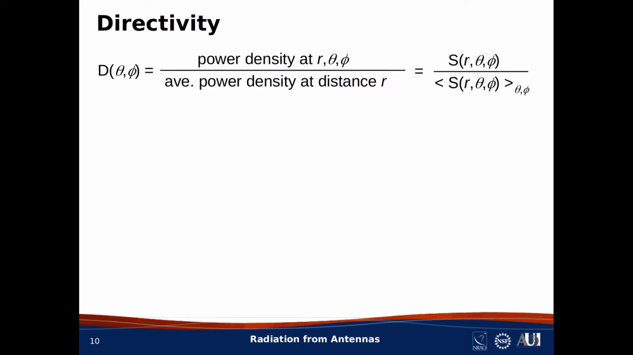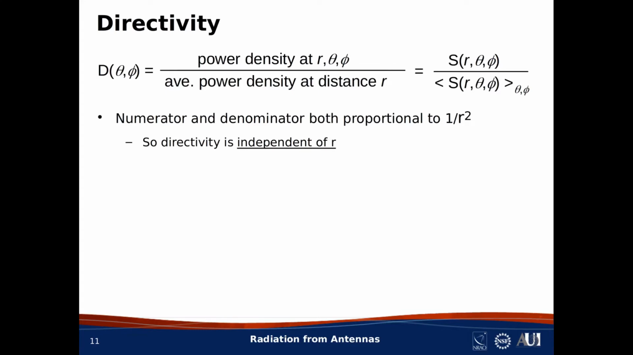Now, we stand back and look at this, and we see that directivity is simply telling us how much greater or smaller the power density is at our location relative to the average power density at the same distance from the antenna. Now, I've indicated on the left that directivity is a function of direction, but not a function of distance r. So you might ask why it is that directivity is not a function of r.